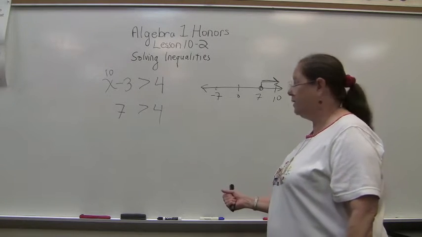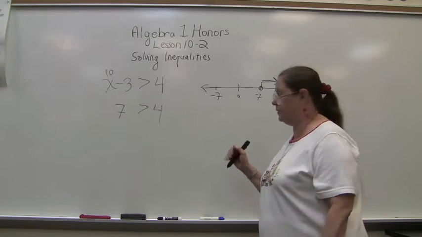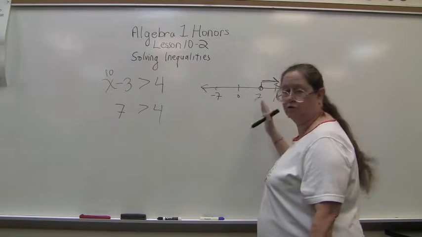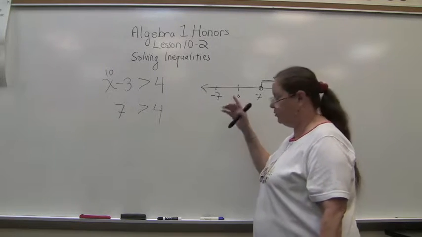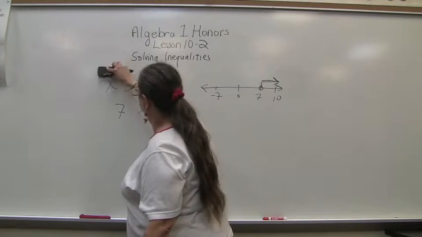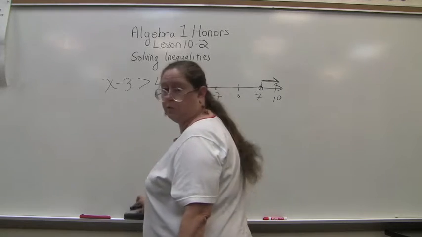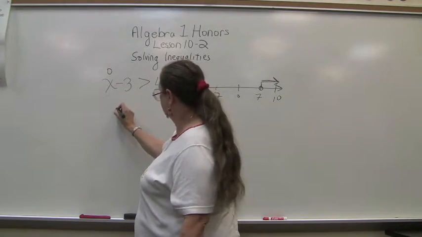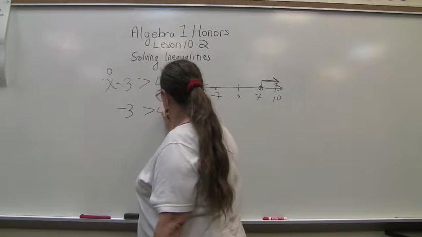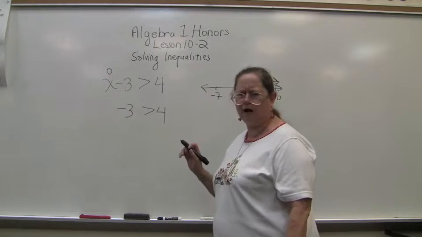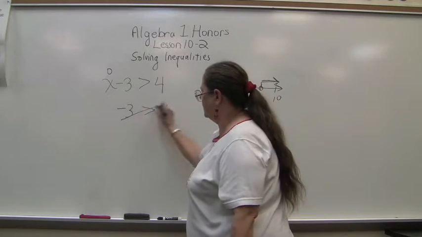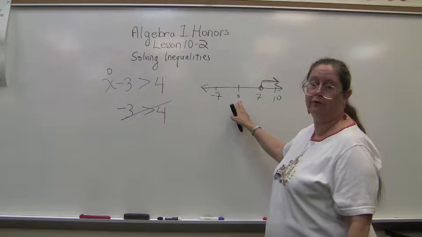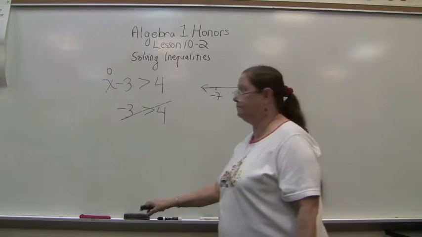So we've checked it. Now, if you really want to make sure that it's working, pick something that should not work, something that isn't in your solution set, like 0. Put a 0 in there. Let's see what happens. We put a 0 here for x. 0 minus 3, that's a negative 3, greater than 4. Ooh, negative 3 is not greater than 4, so it doesn't work, and it shouldn't. It shouldn't be part of our solution set because that's not what we found. So we checked it.